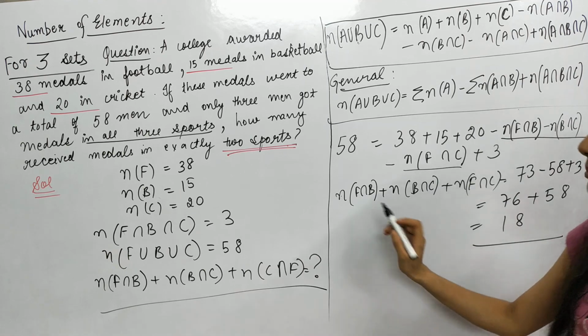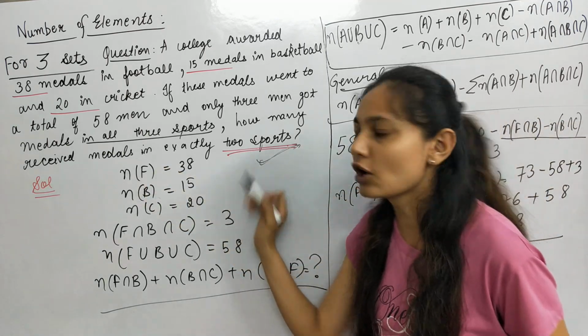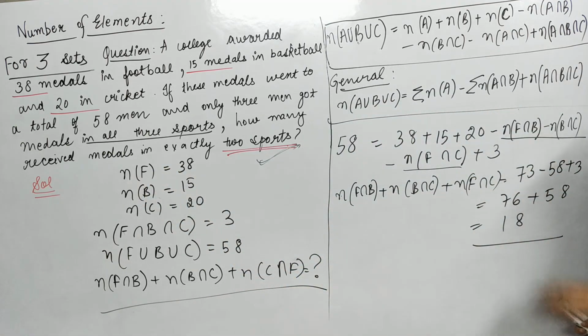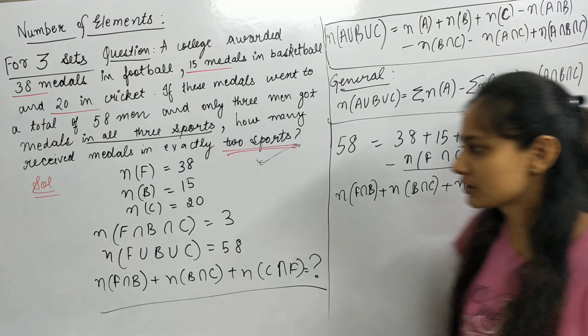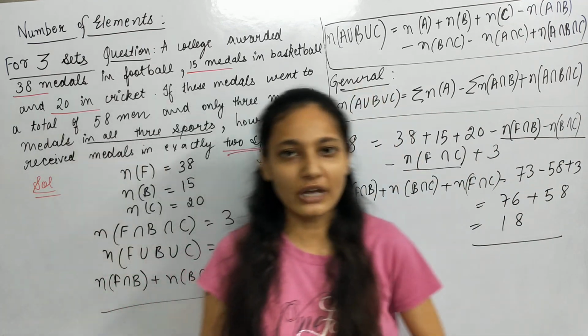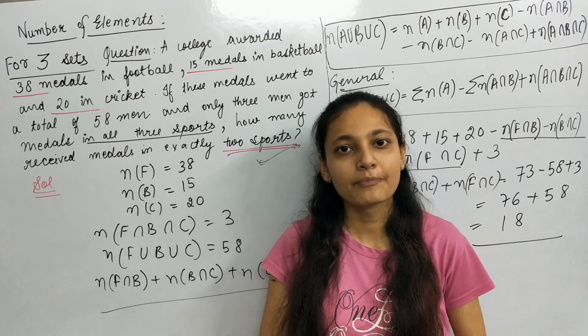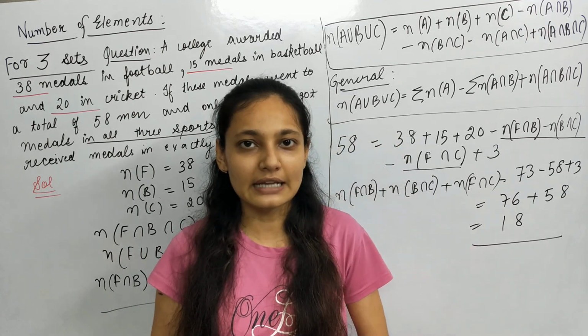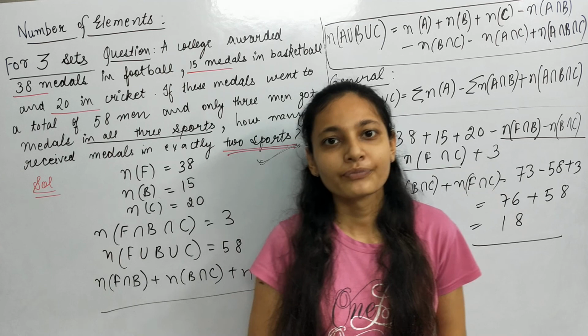So how many men got medals in 2 sports? That is, the number of men who got medals in 2 sports is 18. So in this way you have to use these formulas to calculate the number of elements in a set. Okay. With this we have completed our sets, and next we are going to start relations. Thank you.